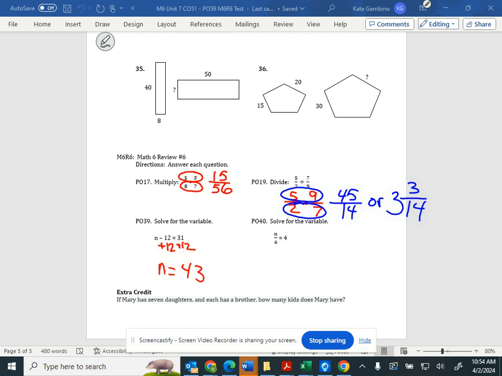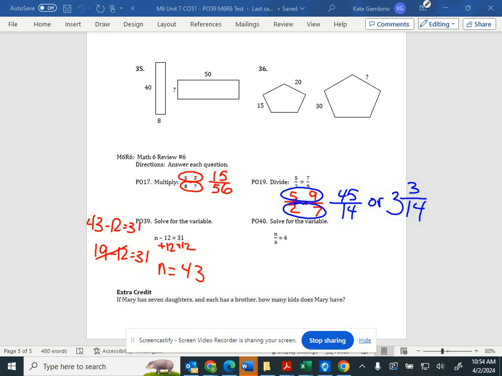I had a lot of people subtract 12. We were already subtracting 12. Remember, we want to do the opposite operation. The way we check it is to put it back in. 43 minus 12 really does equal 31. If we had kept with that 19 minus 12, that does not equal 31. That would have equaled 7. So always go back and double check your work.